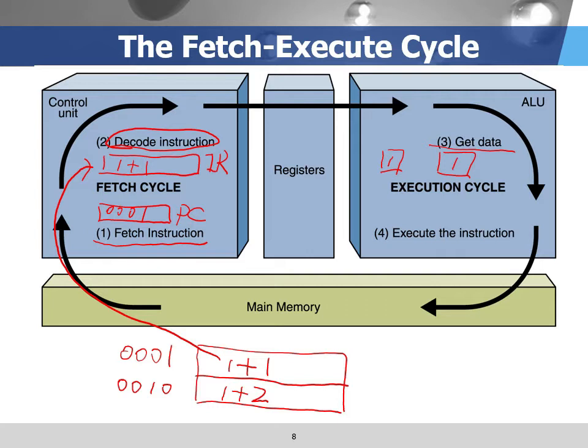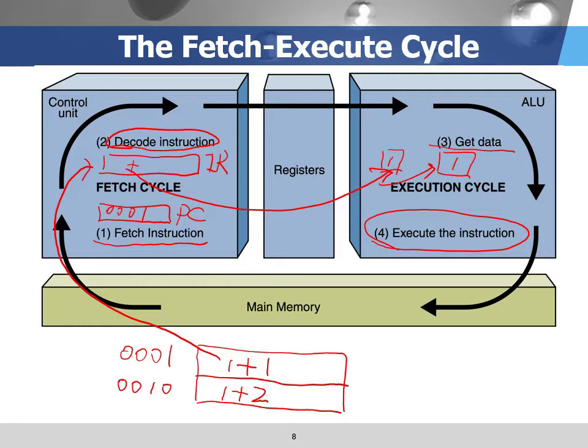And now in the IR register, the operation is addition. So now the ALU will try to execute the instruction, which will be the addition of 1 plus 1. So this instruction will be finished. And then the CPU will go to fetch the second instruction.